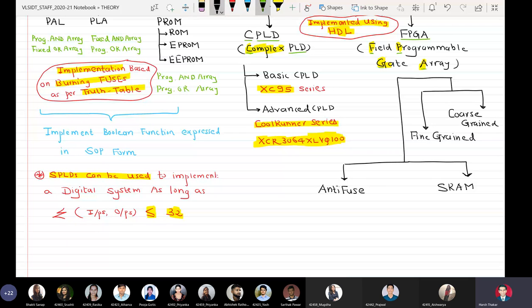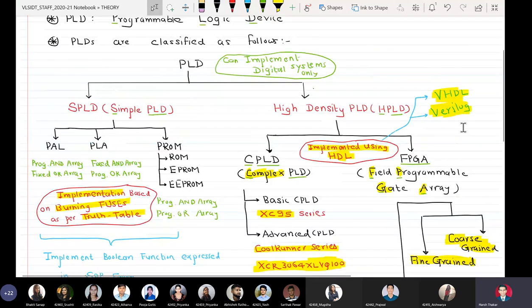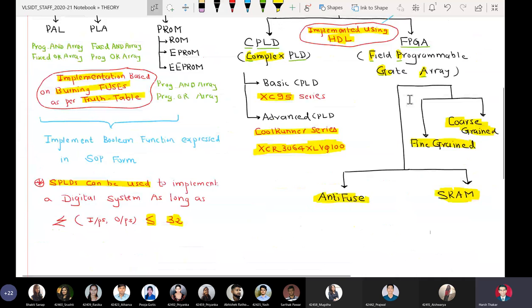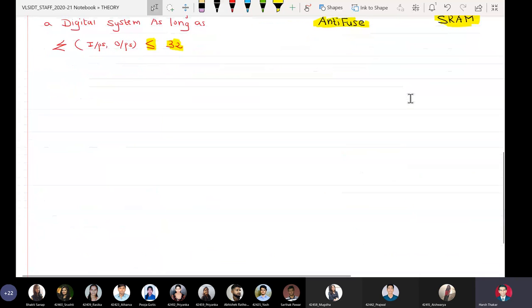FPGAs. Okay, so we have fine grained and coarse grained, we have anti-fuse, and we have SRAM based. Okay, right. And then as far as FPGAs are concerned, here.